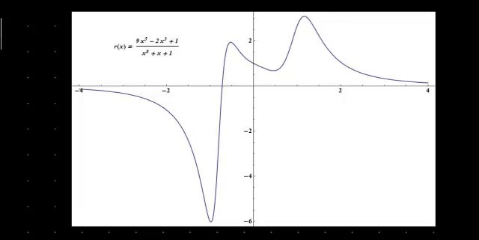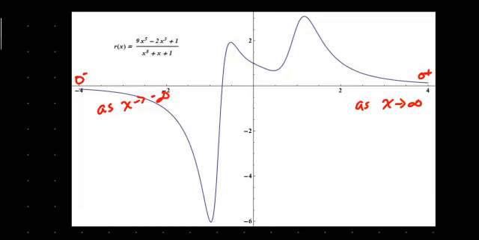Here I've graphed our function, and we see here that as x goes to infinity, we're approaching 0 on the positive side. Okay? There we go, 0 plus. And over here, as x goes to negative infinity, we see we're approaching 0 still, but it's negative numbers that are approaching 0. Okay?